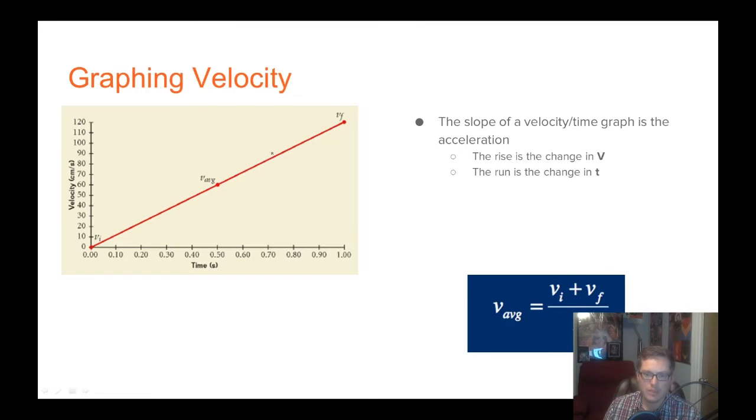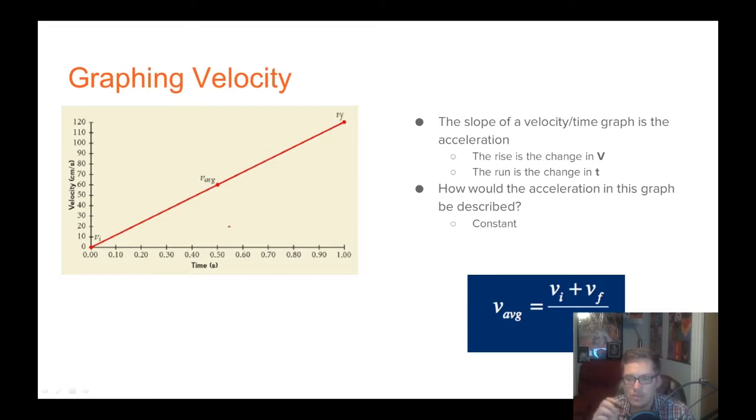So if we want to find the acceleration of this object, all we have to do is find the slope of it, or the rise over the run. And you'll notice that if we take the rise of this, that's really just the change in velocity, because we're taking the final minus the initial, and then the run is just the change in time. So notice that the slope, rise over run, correlates to the formula for acceleration that we've already worked with. So the rise is the change in velocity, the run is the change in time.